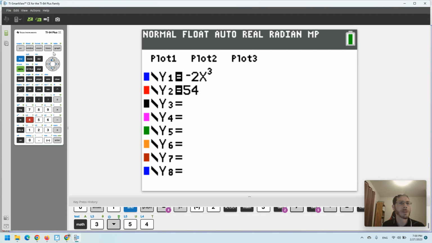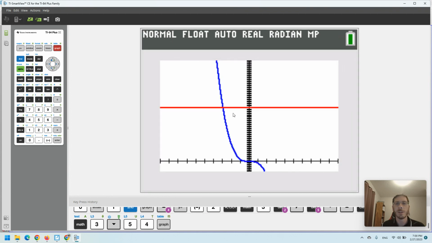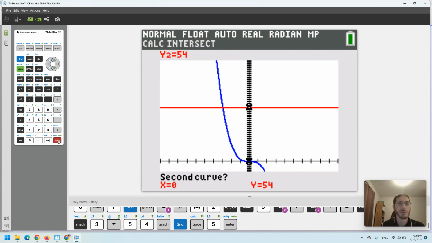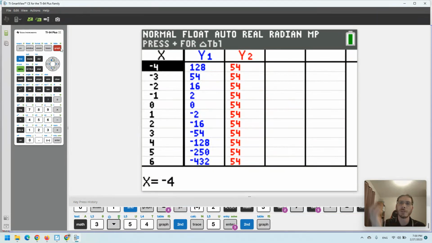54. And if we graph that, we can see very clearly that it's only going to cross once. We could use the trace feature this time. 5 for intersect. Blue, red, there's only one that I see, so I'm just going to guess right away, and it is -3. Or I could go to the table and see, yep, -3 is where they're both 54, so that's it.